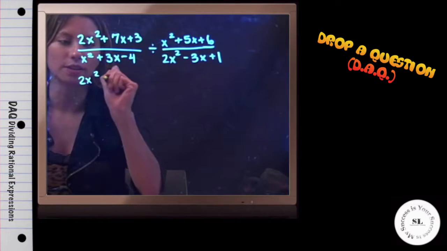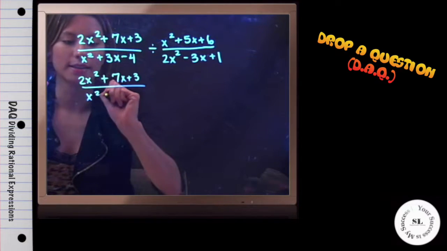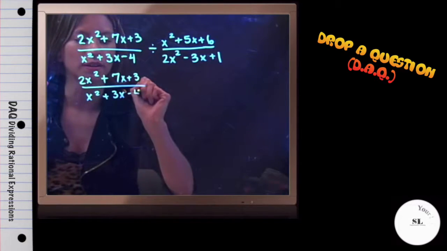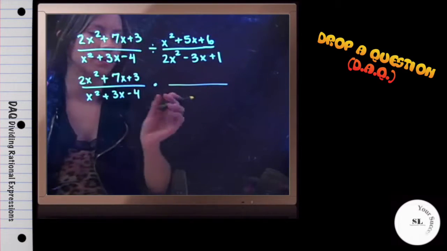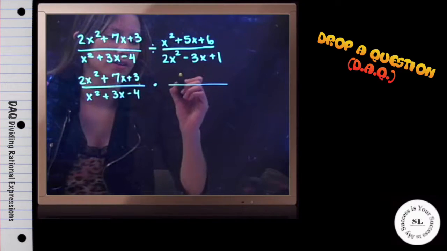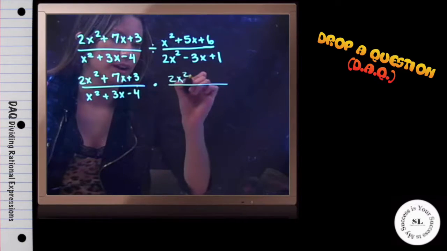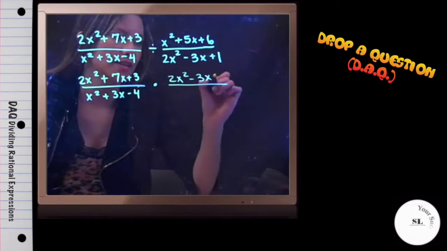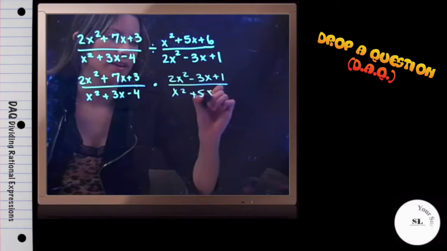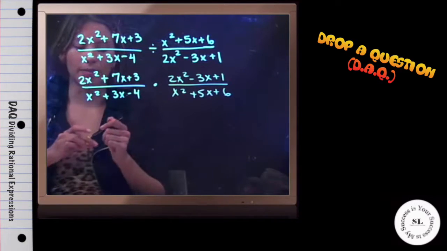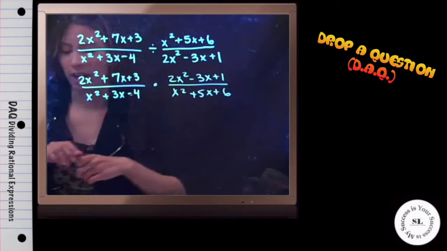So if I keep the first, 2x squared plus 7x plus 3, divided by x squared plus 3x minus 4. Now change this division to a multiplication. You always want to have a multiplication before we factor everything, so then you know how to cancel it correctly. And then don't forget to flip the second fraction. 2x squared minus 3x plus 1 divided by x squared plus 5x plus 6. That'll be on the denominator, and now we can factor top and bottom of both fractions.